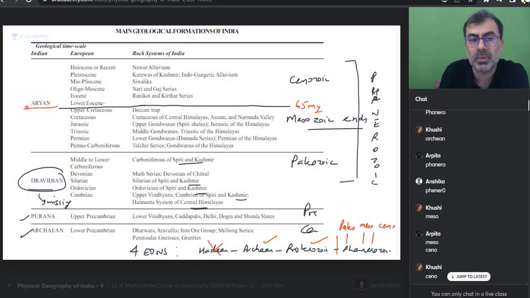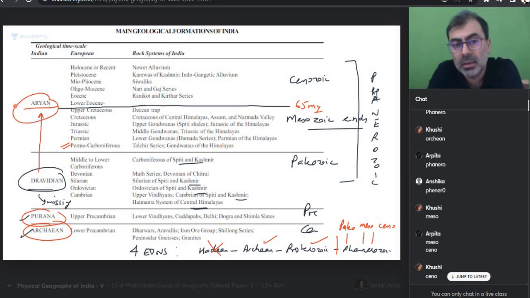Is everyone okay? And what has come here for us? Mid Aryan has come. Where are we now? We are in the Aryan. Aryan starts somewhere here itself. So what comes after Dravidian? Aryan comes. We only have to be concerned with the Indian classification. So Archean, Purana, Dravidian, and Aryan. Aryan is the latest. Aryan rocks are found everywhere. The Himalaya maybe otherwise also, but we are doing the peninsula, so we are looking at the peninsula. Is everyone with me on this?